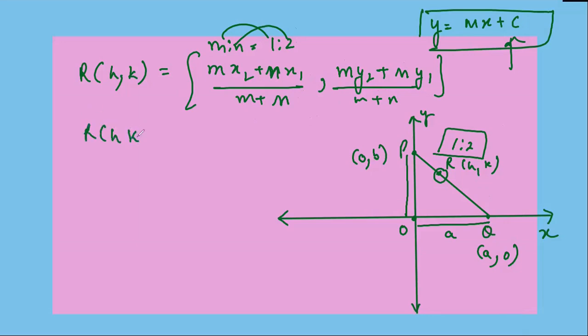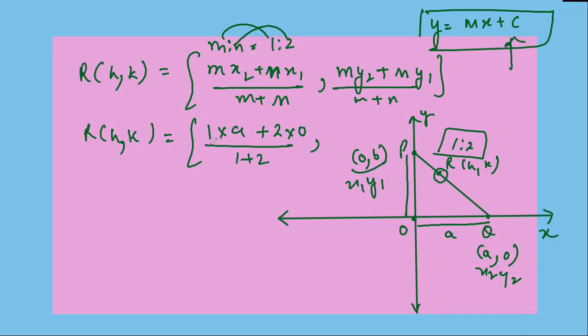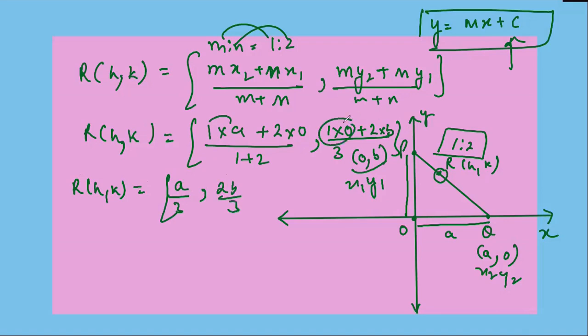So let's talk about that. What is m? M is 1 times x2. Let's take this point as x1, y1 and this point as x2, y2. So x2 is a, plus n, which is 2, multiplied by x1, which is 0, over 1 plus 2, comma, then m times y2, which is 0, plus 2 multiplied by y1, which is b, over again 1 plus 2, which is 3. Now R of h comma k equals, let's sort it: 1 multiplied by a is a plus 0, so we get a over 3, and this becomes 2b over 3 because this portion is also 0.